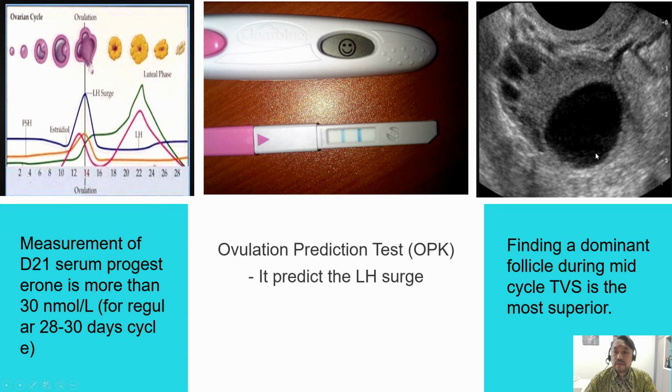By using ultrasound, as I mentioned just now, you do the follicular tracking. Start as early as day 6, but usually you go for day 9. So it starts from day 9, and then you do follicular tracking until you find a dominant follicle.